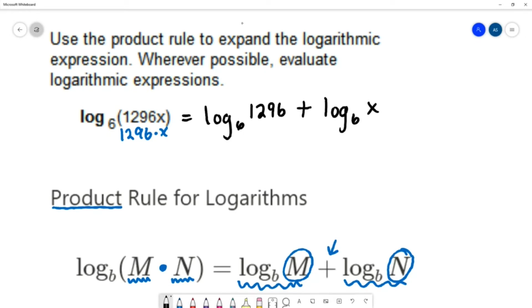Now in the instructions here, it says to expand, and this step that we've done is expanding from a single log to multiple logs. But it also says whenever possible, evaluate the logarithmic expression. So here in the first term, we have log base 6 of 1296. That's log of a number. So when we have log of a number, we want to try to simplify that.